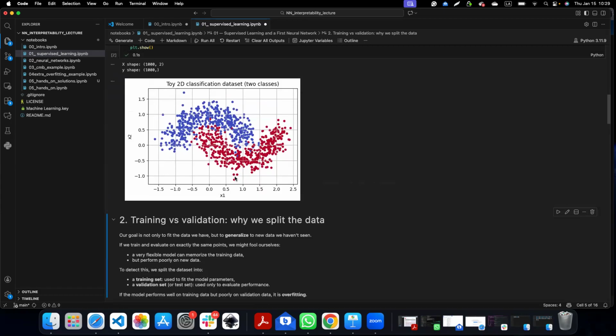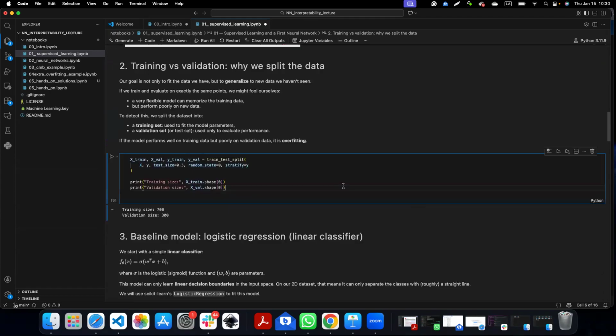But how do you encode these labels? Because you cannot give your algorithm blue and red, right? How do you encode them? Just 0 and 1, exactly. So you can just say, okay, blue is going to be 0, red is going to be 1.